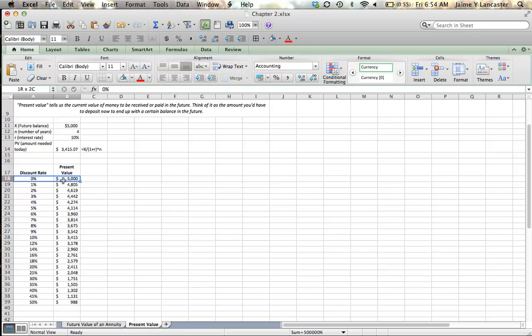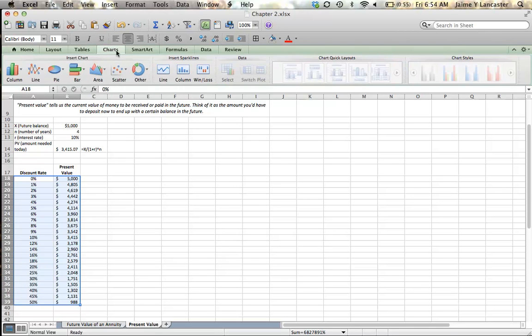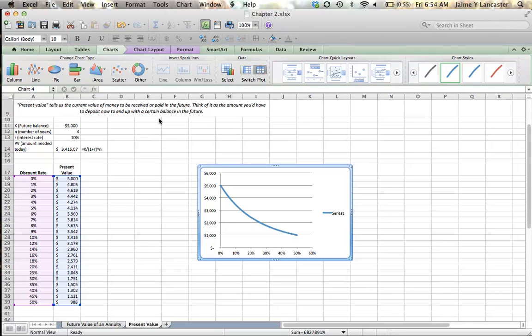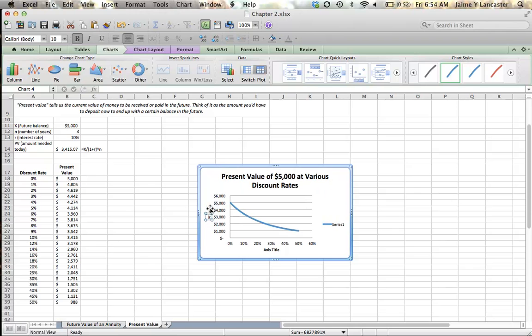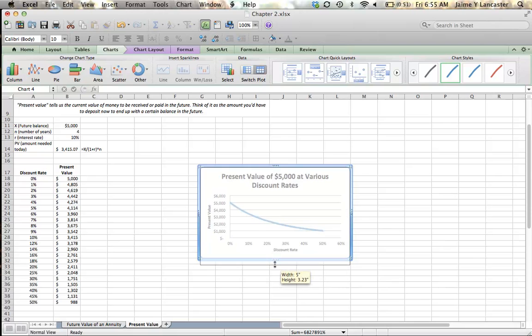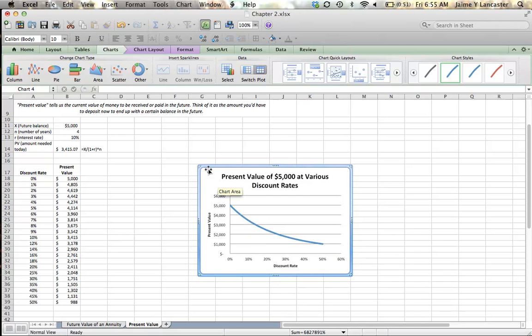Looking at this in graphic form is particularly useful. We can see that as our discount rate increases, present value decreases. We'll call this present value of $5,000 at various discount rates. This is my present value. This is my discount rate. Discount rate and interest rate are synonymous in present value problems, so we call them the same thing. There's our chart. I will make it a little bit taller, and I will put it in place.